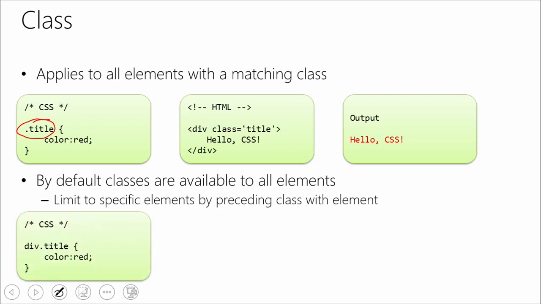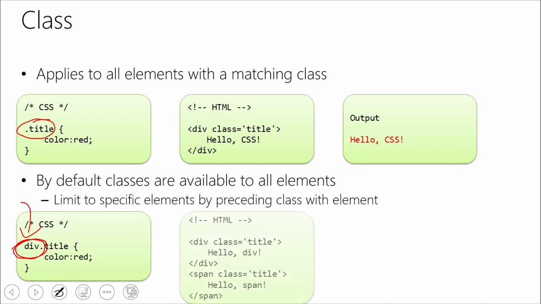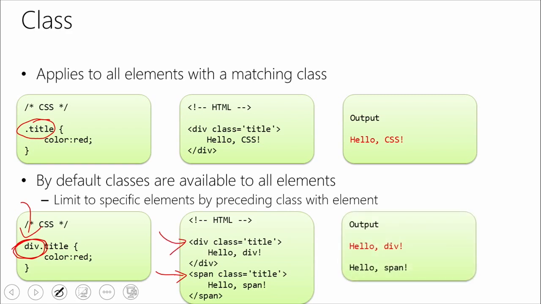And the way that we do that is just by putting in that little tag name right at the very beginning. So now you're going to notice that I've got div.title. So that's only going to apply to div tags. So inside my HTML example, you'll notice that I've got a span tag here, and I've got a div tag here. So the result, when this is all printed out, is that it will apply to my div, but it's not going to apply to my span. So my span is going to be whatever the default color is, but my div tag will actually have our hello div.